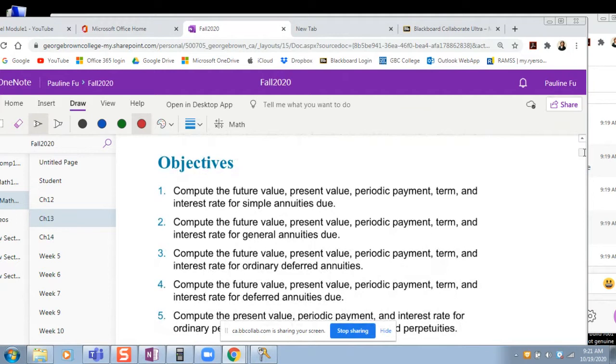In the whole Chapter 13, what you are going to learn: you are going to compute the future value, present value, periodic payment term, and interest for annuity due.